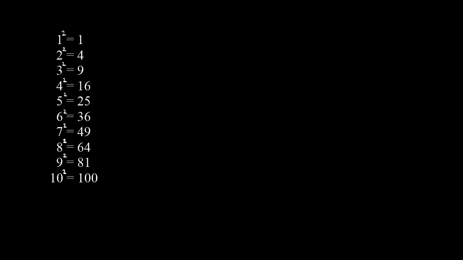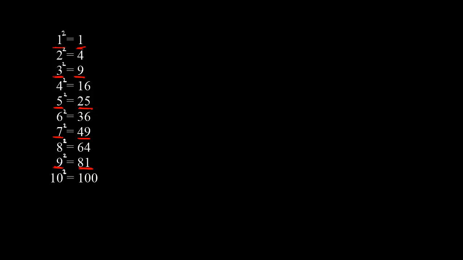Now let's look at some interesting concepts related to squares. If you look at the table, 1 is an odd number, 3 is an odd number, 5 is an odd number, 7 and 9 are odd numbers. Now if you look at their squares, the square of 1 is 1, which is an odd number. The square of 3 is 9, which is an odd number. The square of 5 is 25, which is an odd number. The square of 7 is 49, which is an odd number. And the square of 9 is 81, which is an odd number.